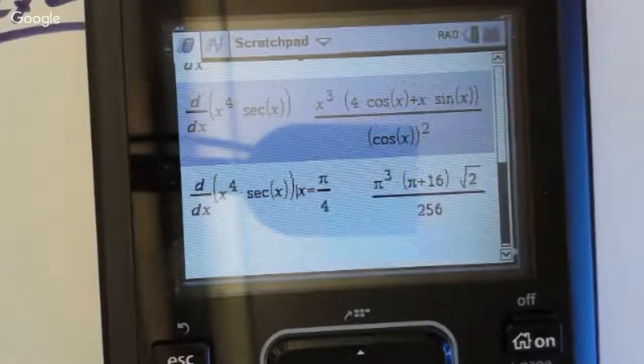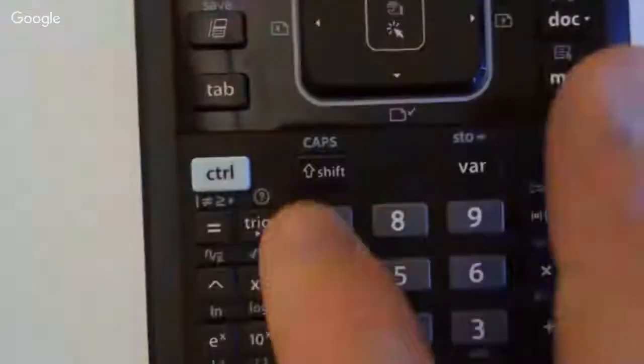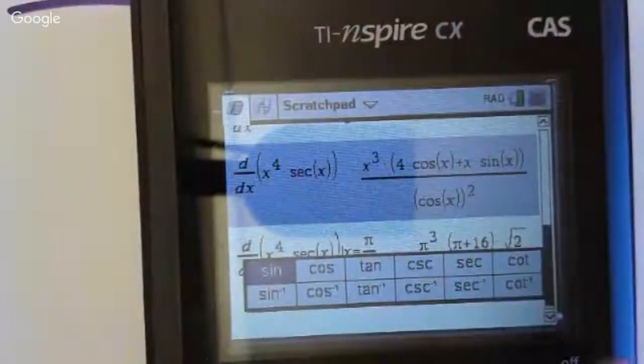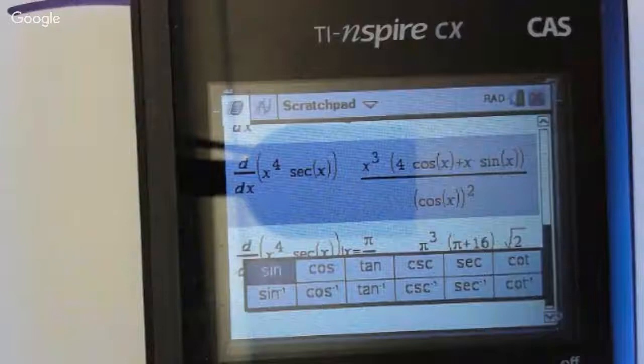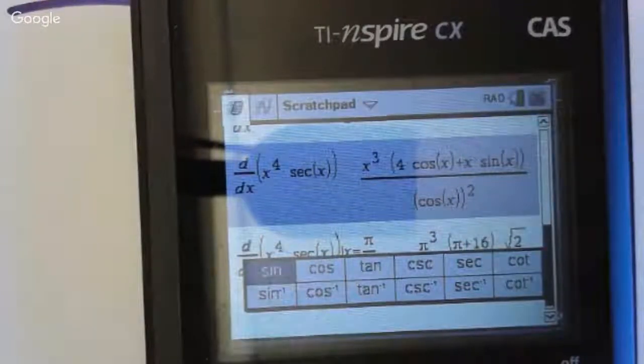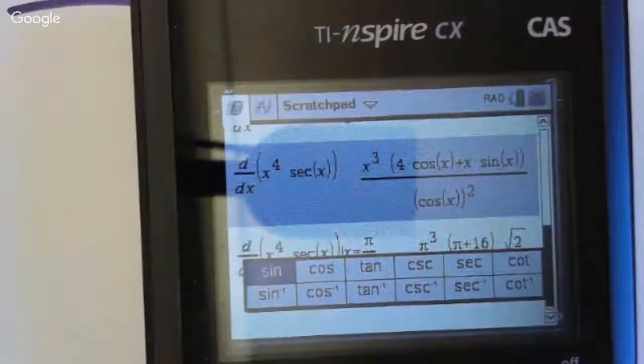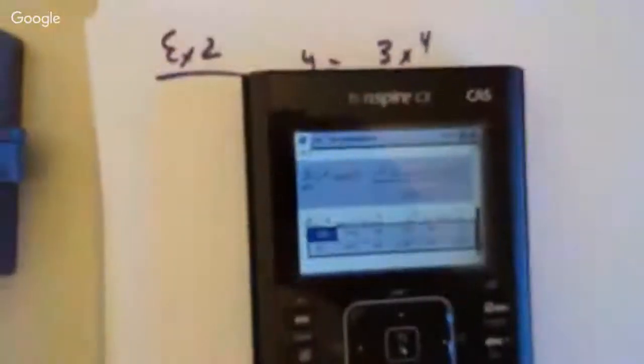Correct, yeah. So how did you get secant? Go to trig over on the side here, and then it brings up a little list of all the trig functions it can do. And secant is on that top row, SEC. Also, if you just type in the letters SEC, it will do the secant for you as well. Whichever one of the two you like better.